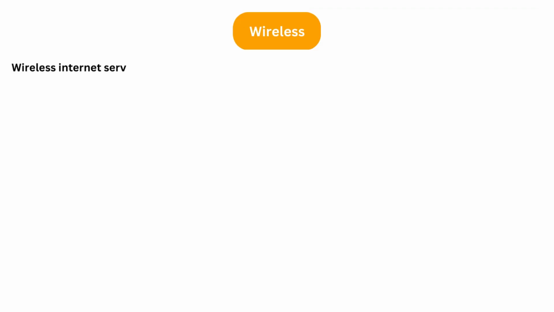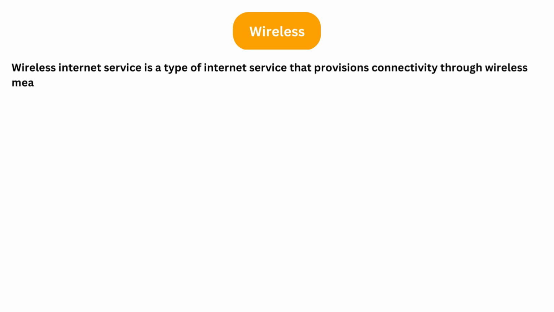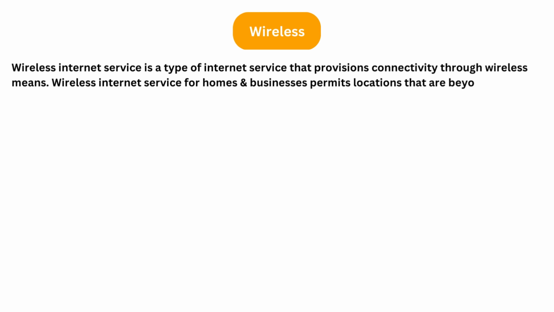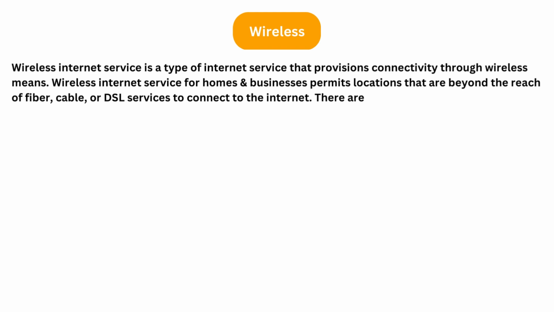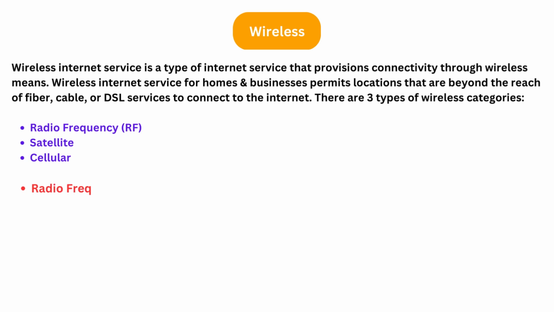Wireless. Wireless internet service is a type of internet service that provisions connectivity through wireless means. Wireless internet service for homes and businesses permits locations that are beyond the reach of fiber, cable, or DSL services to connect to the internet. There are three types of wireless categories: radio frequency (RF), satellite, and cellular.